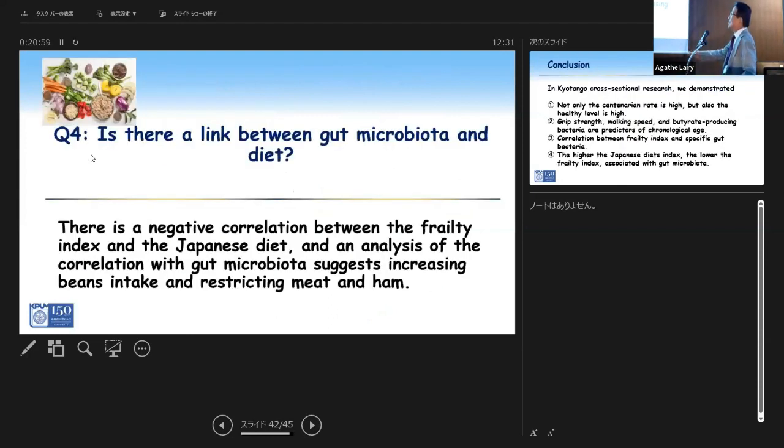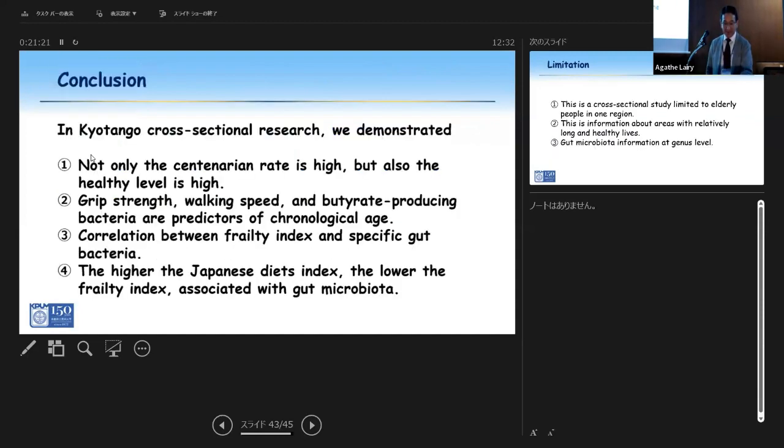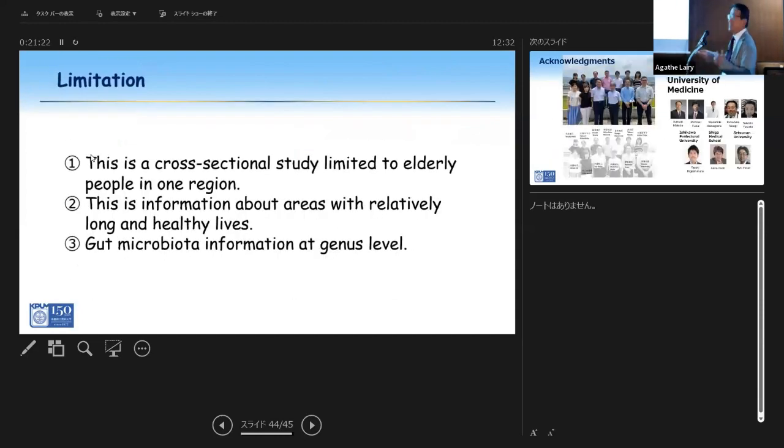Okay, finally, food is important. There is a negative correlation between the frailty index and Japanese diets. And the analysis of the correlation with the gut microbiome suggests that increasing beans intake and restricting meat and ham is important for us. Of course, there are many limitations.